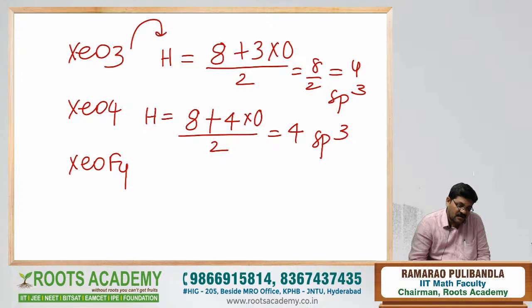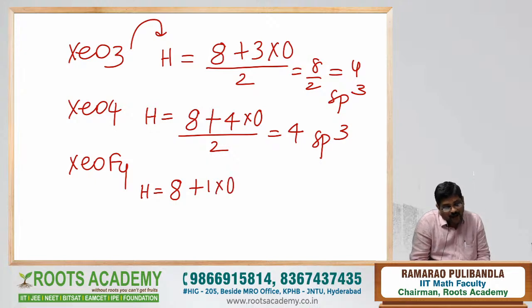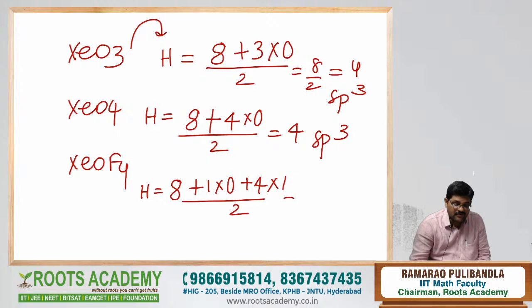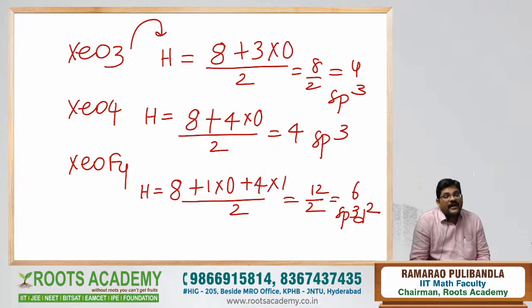And for xenon oxytetrafluoride, hybridization H is equal to... xenon is the 8th group. Here oxygen as the surrounding atom is 1 into 0, because oxygen is able to form a double bond, but in our formula monovalent single bond formation is considered. Plus 4 into 1, because fluorine forms a single bond. So 8 plus 4 is 12, 12 by 2 is 6. Now what is the hybridization? sp3d2 is possible in xenon oxytetrafluoride.